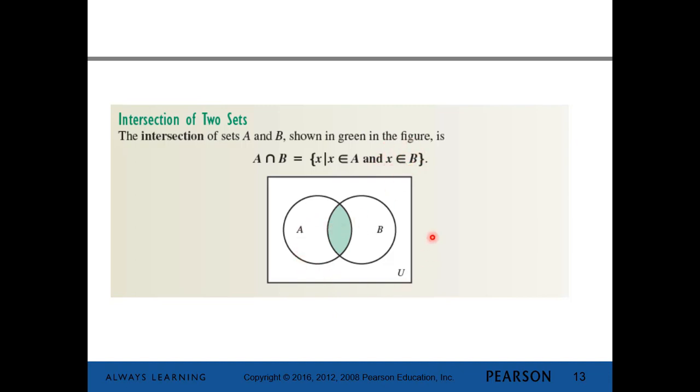Okay, so we depict it as this. So here's our universe, the rectangle, and then inside the universe we have two overlapping circles. And so the intersection of A and B are all the elements that are in both set A and in the set B.